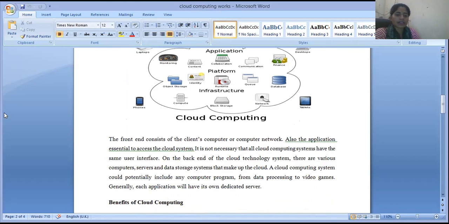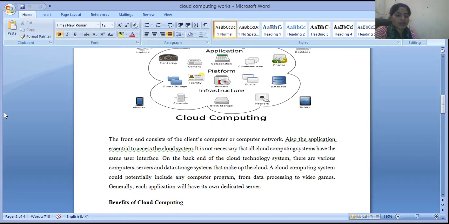The front end consists of the client's computer and computer network, and also the application essential to the cloud system. It is not necessary that all cloud computing systems have the same user interface. Other cloud computing services may have different interfaces, with desktops or computers or networks, and also using cloud applications.